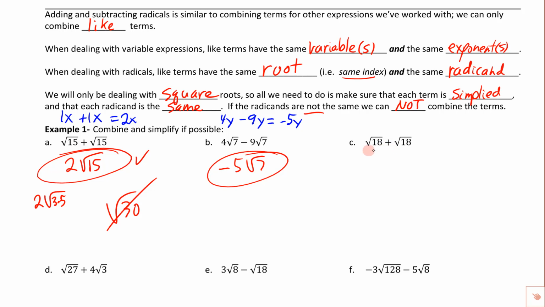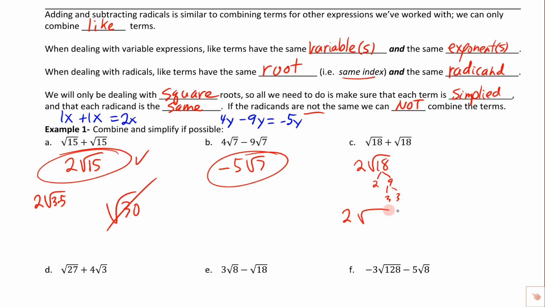And then let's take a look at this one. This one's kind of interesting. There are a couple different approaches we could use on this one. If I have a radical 18 plus another radical 18, probably the best thing to do with that is to say that that's going to be 2 radical 18. And then we want to make sure that this is simplified. Remember, to simplify these, we want to take out pairs of factors. So I'm going to do 2 times 9, which is 3 times 3.